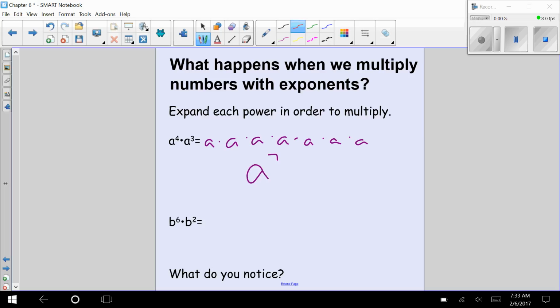Let's look at the b's. B to the sixth, so b times b times b times b times b times b, times b squared, which is b times b. Well, I've got 1, 2, 3, 4, 5, 6, 7, 8 b's. It says b to the eighth power. Do you notice anything about this?